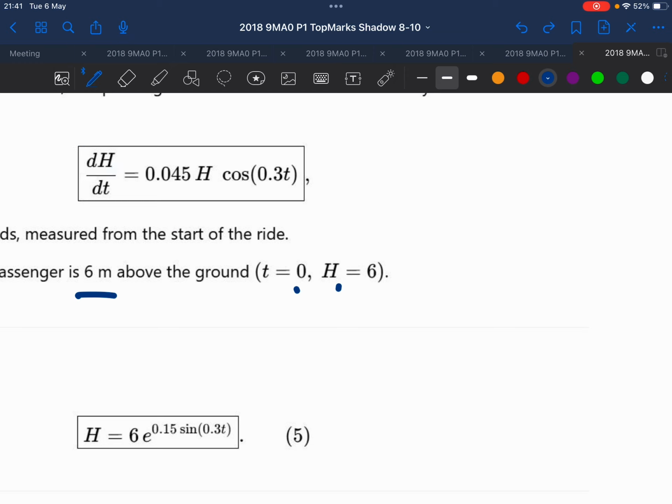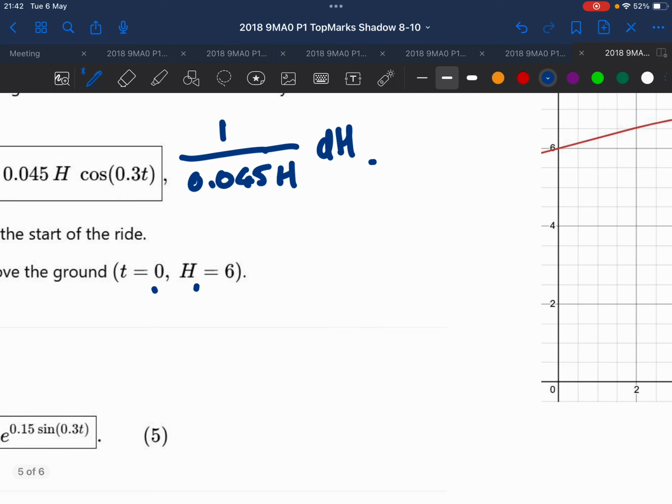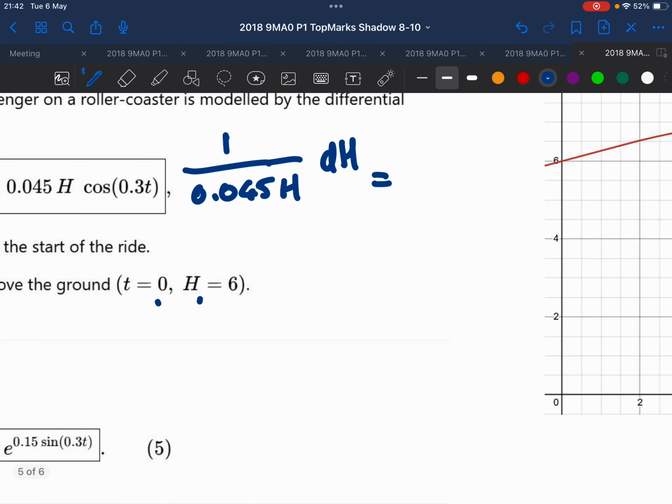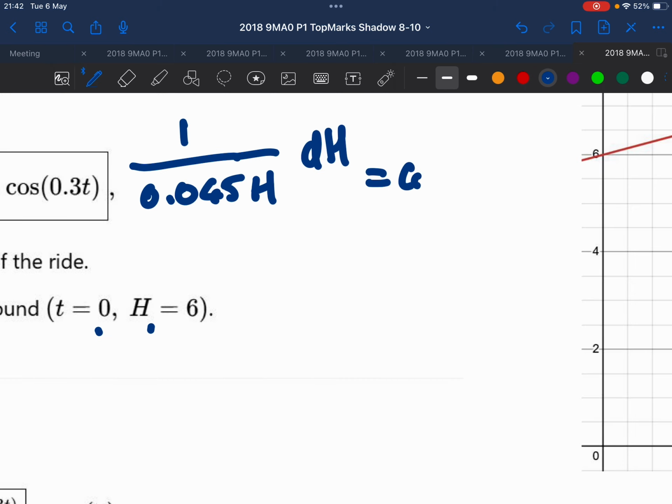So let's do that. So 1 over 0.045h dh will be equal to cos 0.3t dt. So this is the first step. It's called separating variables. So all the h's with dh, all the t's on the dt side. I think we missed off the t there.